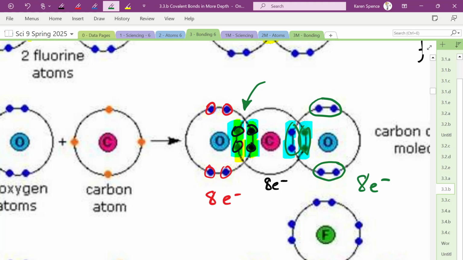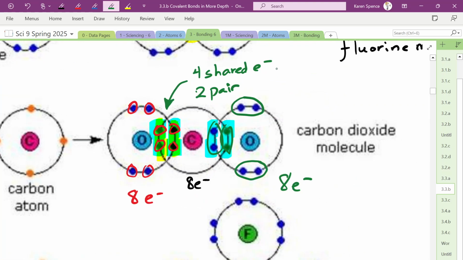let's take a look here. How many shared electrons between carbon and oxygen? 4 shared electrons. How many pairs is that? 2 pairs. And what kind of a bond do we call that? That is called a double bond.